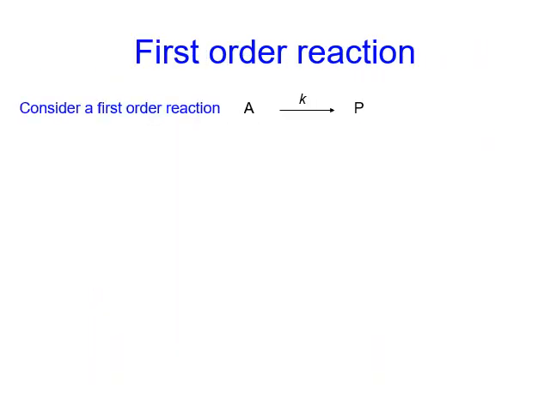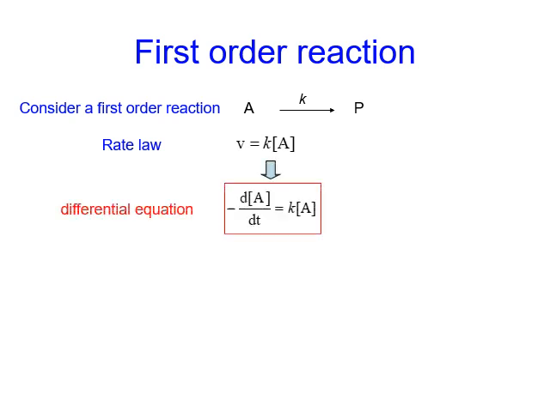Let's begin with the first order reaction. Suppose this reaction is a first order reaction. You should be able to immediately write the rate law. What is the rate law for the first order reaction? V equals k[A]. Now, in order to integrate this equation, we need to change V to the derivative form, because V is the reaction rate, which is the derivative of concentration over time. Now A is the reactant, so it decreases with time. That's why you have a negative sign, to make the rate positive.